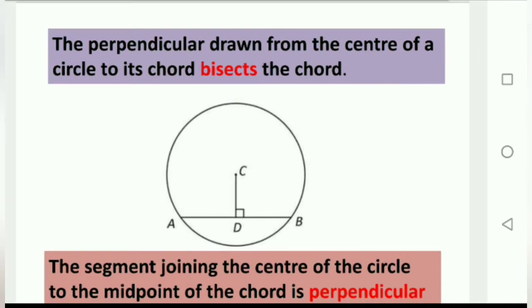So you will get a filling the blanks like this. The perpendicular drawn from the center of a circle to its chord dash the chord. So what answer you are going to write? You will write bisect the chord.